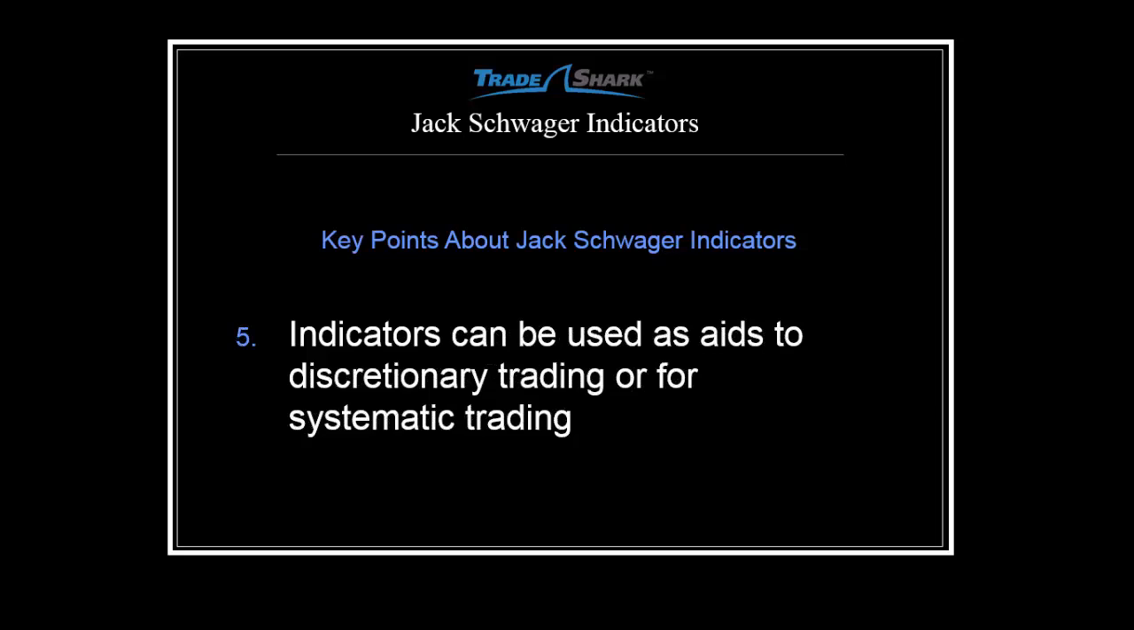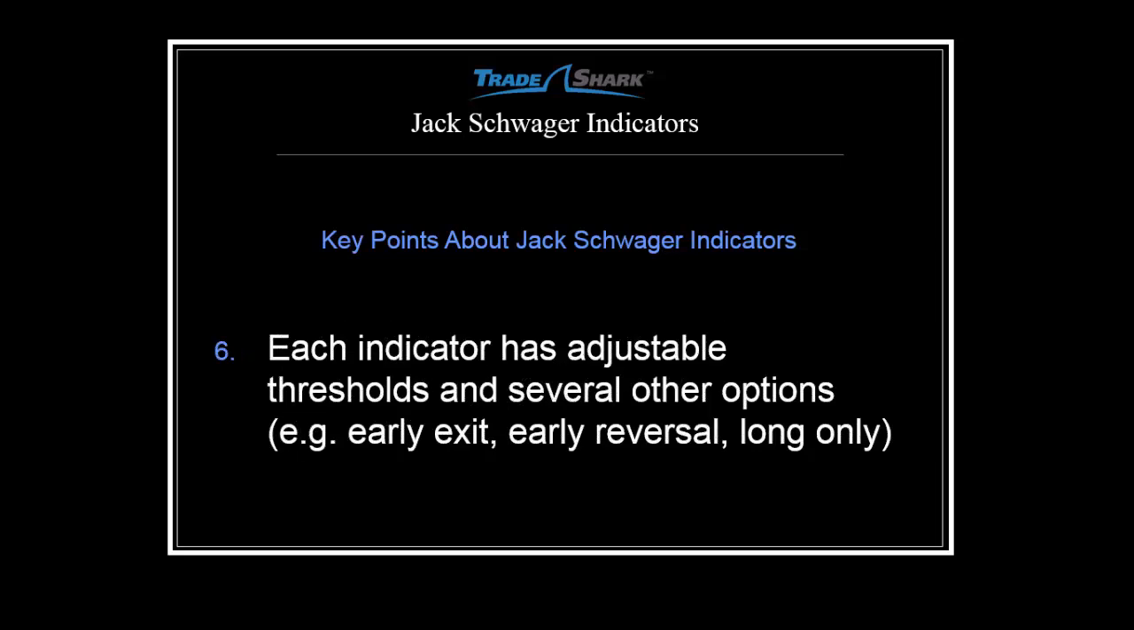5. The indicators can be used either as aids to discretionary trading, for example, as to what side of the market to trade from, or they can be used as the basis for systematic trading by using the indicators for trading signals. 6. As you will see in the remaining videos, when applied to generating buy and sell signals, each indicator has adjustable thresholds and several other options such as early exit, early reversal, long only, and these options can be either turned on or off by the user.